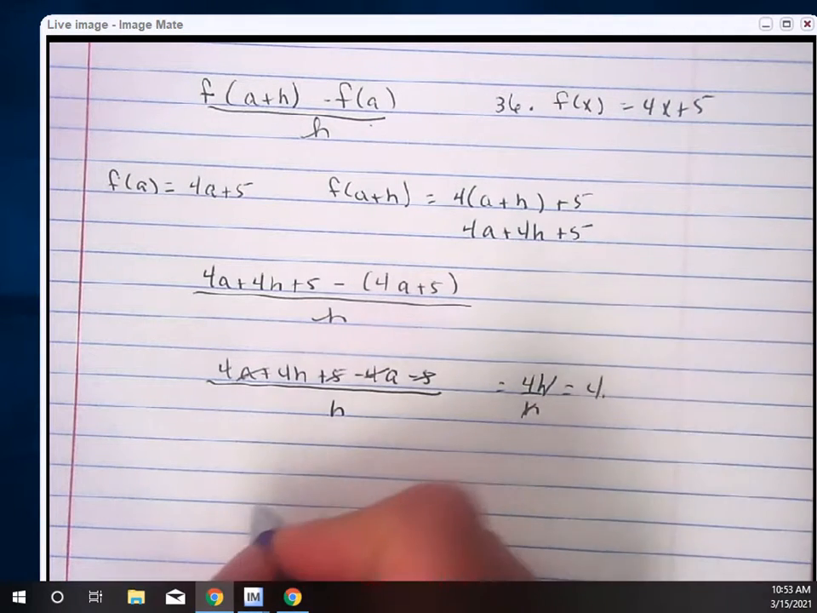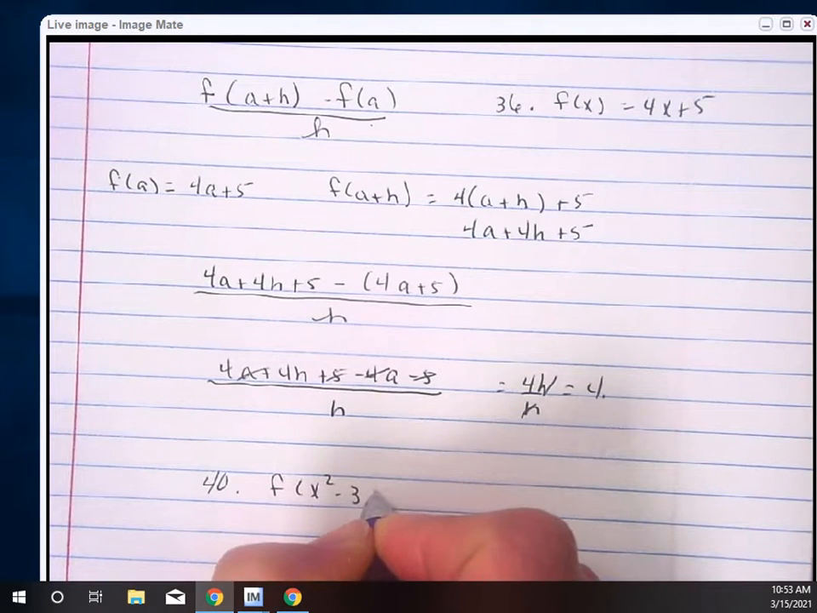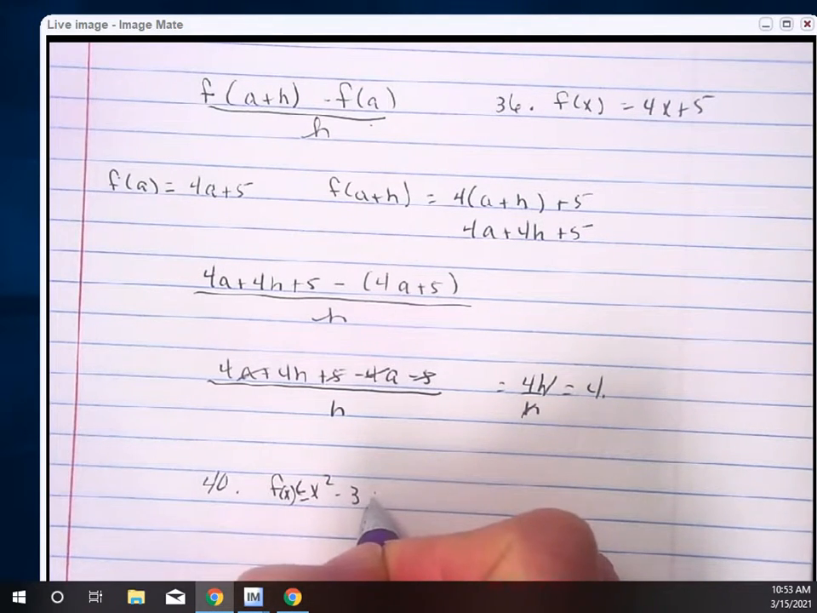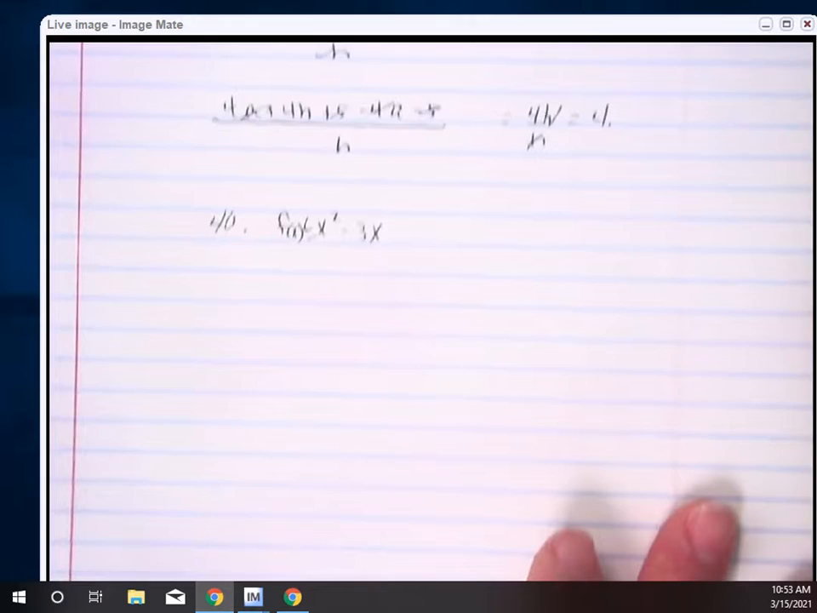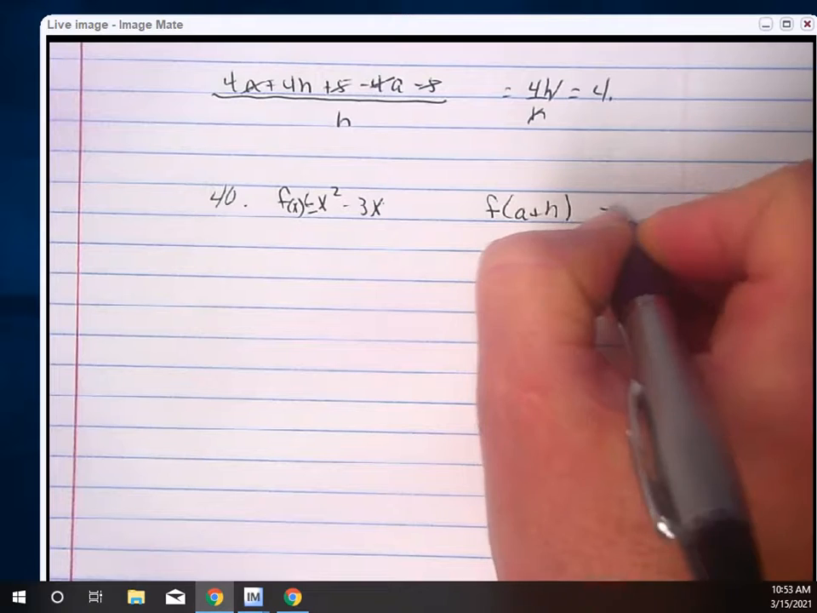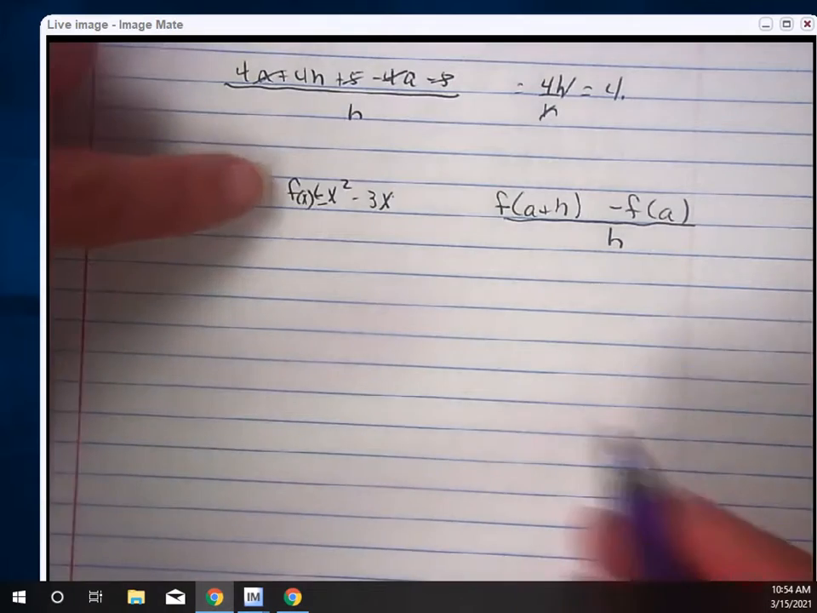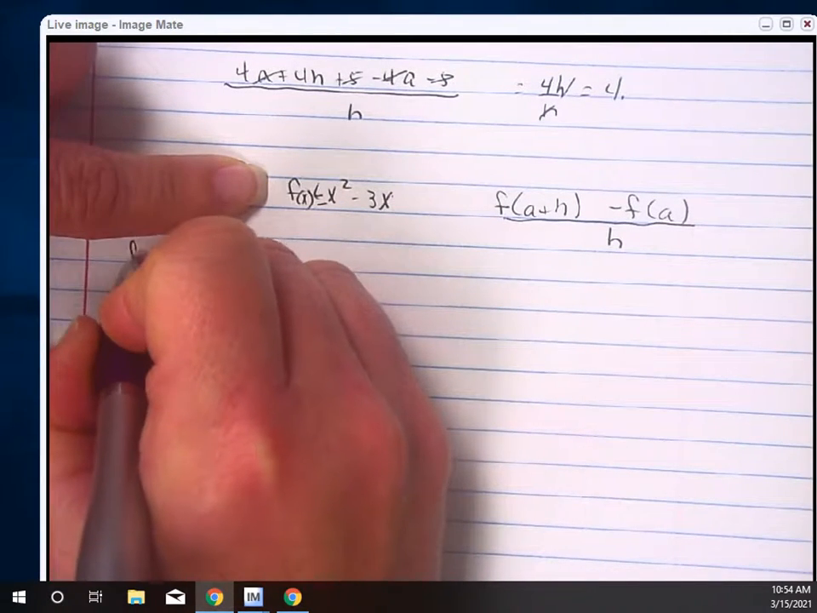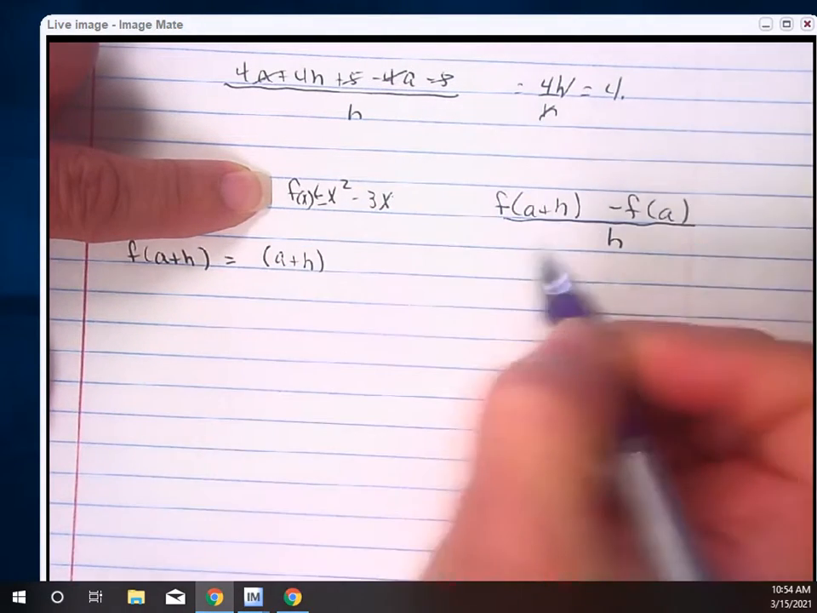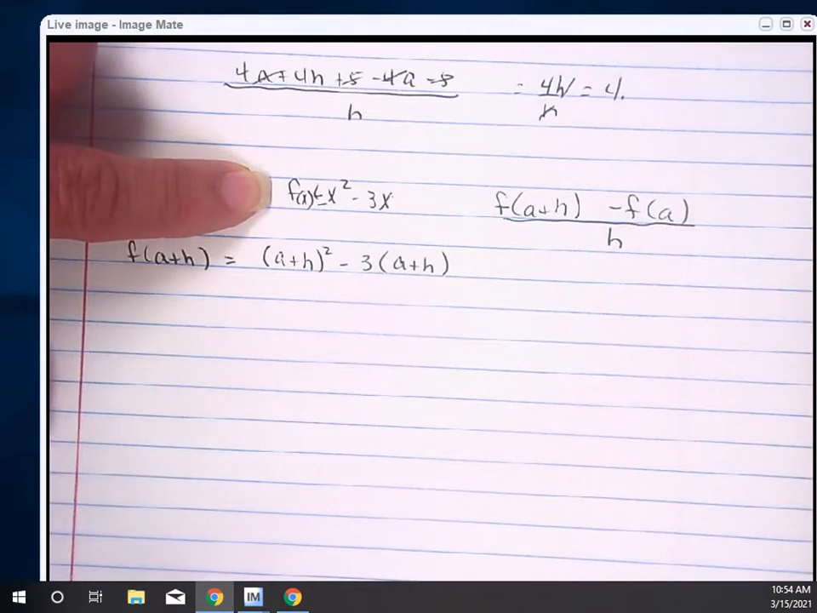This one is f of x equals x squared minus 3x. So if I'm looking at my difference quotient, I have f of a plus h minus f of a all divided by h. The f of a plus h, you're going to replace the x with a plus h. Replace the x with a plus h.